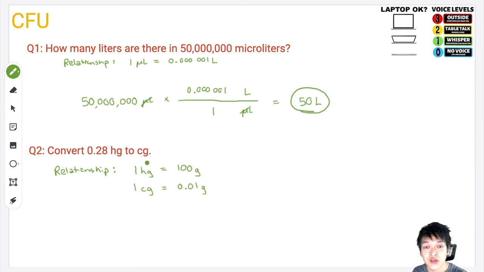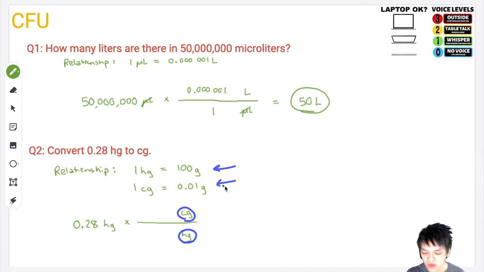Again, I have two prefixes, I need two relationships. So let's solve this now. I'm starting with 0.28 hectograms. I need to multiply by something, a conversion factor, to do this conversion. I know that my unit on the bottom has to be hectograms. And the unit on top, what do I convert to? Well, you can try putting centigrams right now, but there is no relationship that can get you directly from hectograms to centigrams. It's split into two different relationships, which is hinting that, hey, we need two different conversion factors, right?